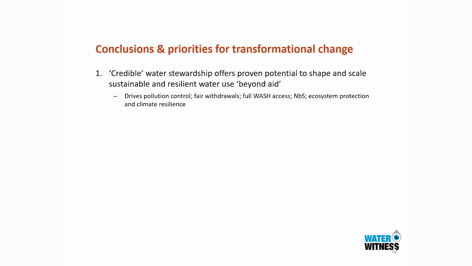So my conclusions: there's no doubt at all that credible water stewardship offers proven potential to shape and scale sustainable and resilient water use. And what's exciting is that's beyond aid. For example, the AWS system is almost ready to be self-financing as a membership network, through the fees and charges within it. So you can scale that up without the need for donor assistance. It's a market mechanism which drives systems which drive continual improvement on stewardship. And as I said, that can be scaled up through globalized supply chains. So it's looking at third tier suppliers and their water stewardship, with benefits right down to the farm level.